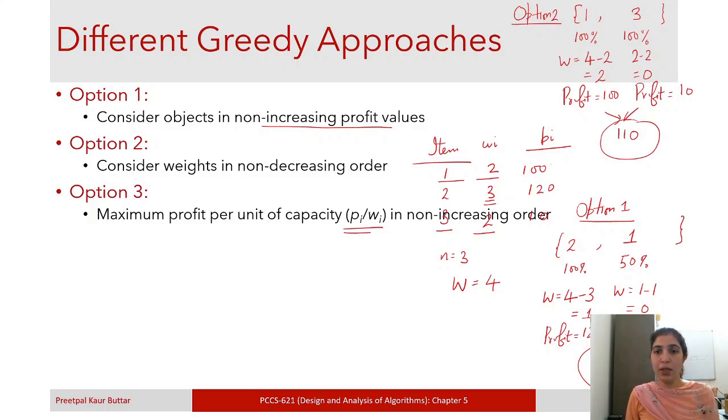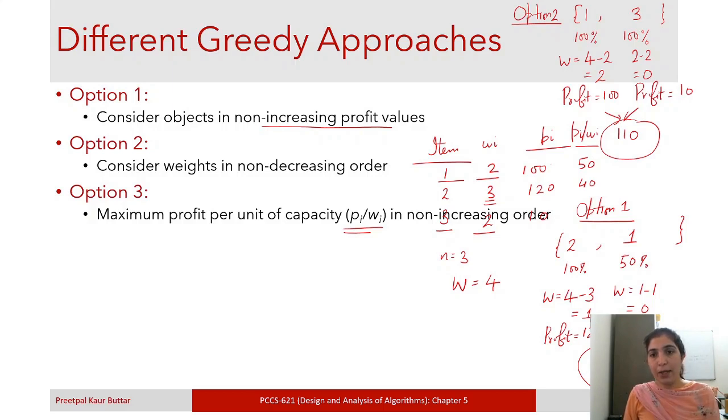In order to do this, first we have to find P_i by W_i. For item 1 it is 100 by 2, that is 50. It means 1 unit of item 1 is giving us a profit of 50. And similarly for item 2 it is 120 by 3, so it is 40.